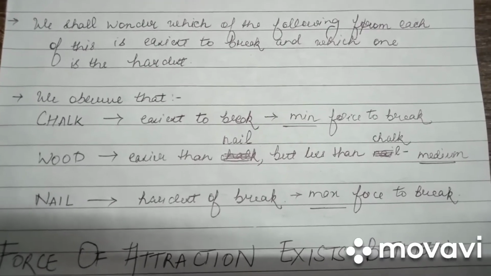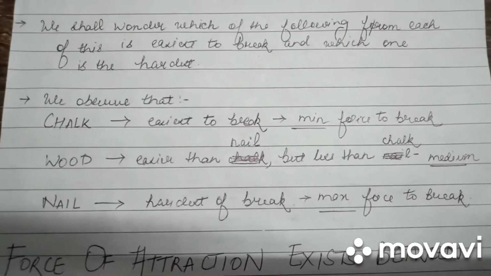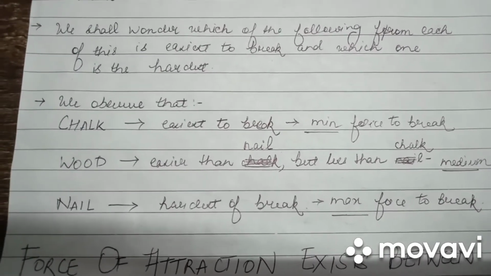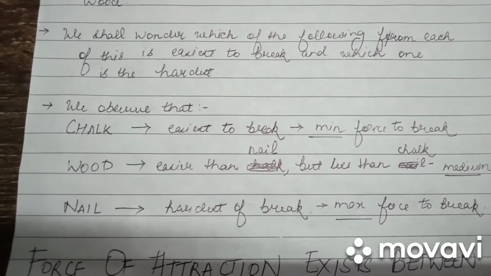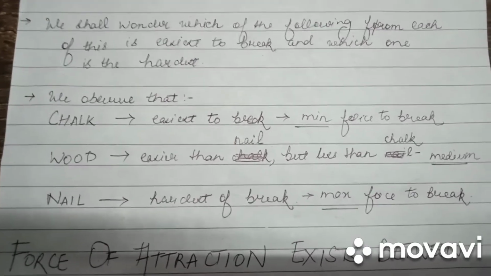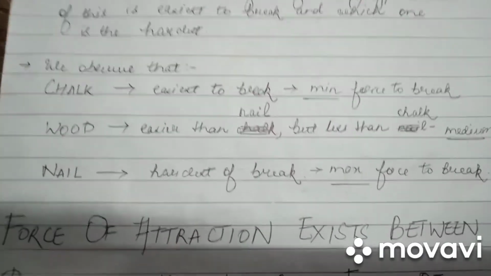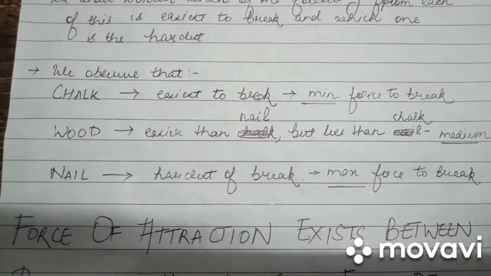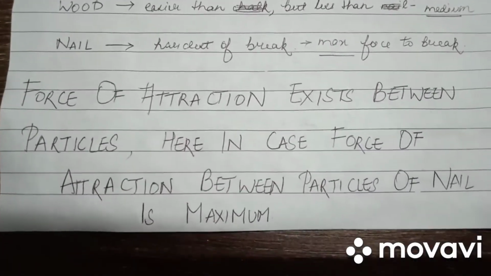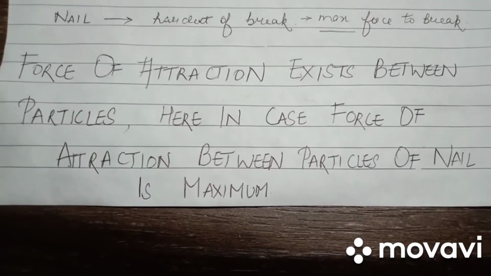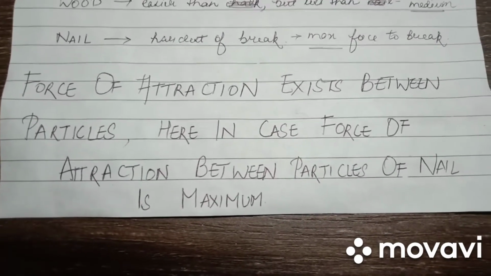Then comes wood, in which forces of attraction between particles were more than chalk but still less than nail, as a result of which it required a little more force than a piece of chalk but still a lesser force than a piece of nail to be broken. And at last comes the nail, in which forces of attraction between particles are maximum and hence requires the maximum amount of force to be broken. From this activity, we can conclude that force of attraction exists between particles. Here, the force of attraction between particles of nail is maximum.